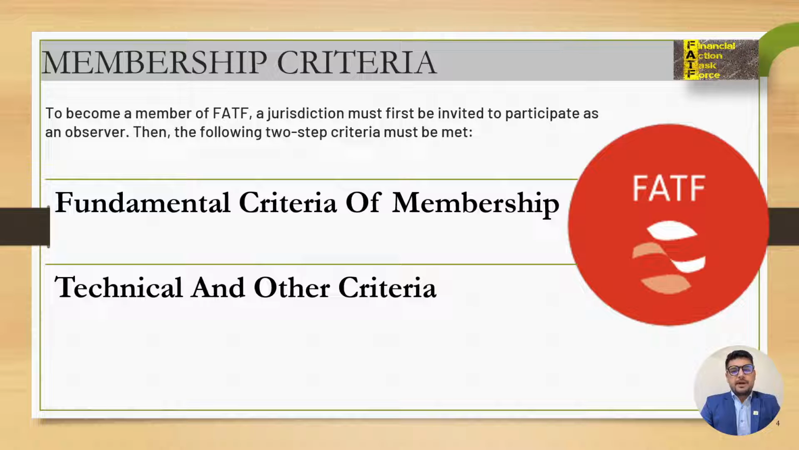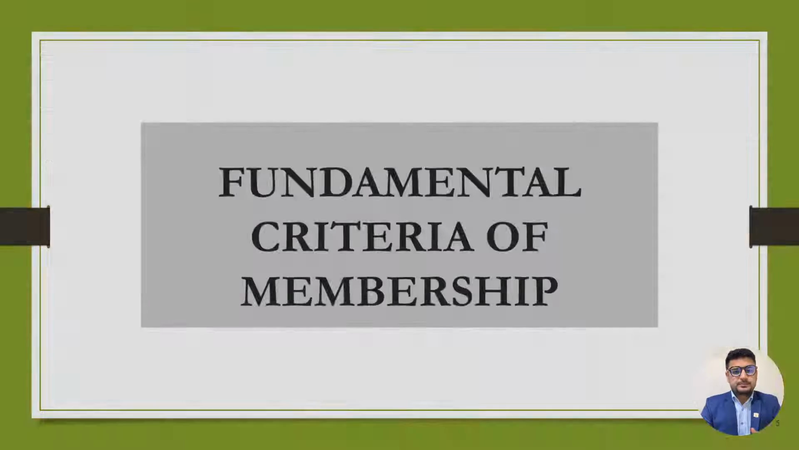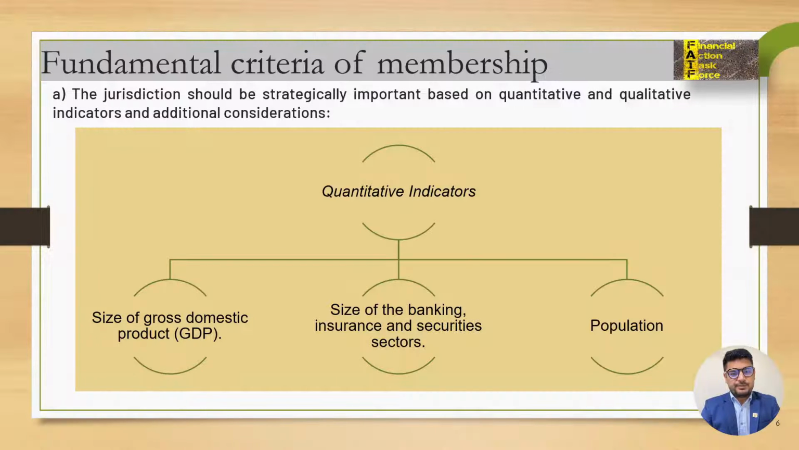To become a member of FATF, a jurisdiction must first be invited to participate as an observer. Then the following two criteria must be met. First come the fundamental criteria of membership, then the technical and other criteria that also need to be fulfilled by the jurisdictions. First, we will discuss the fundamental criteria of membership.